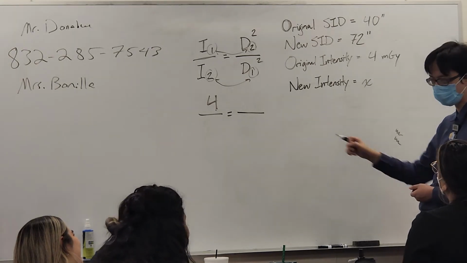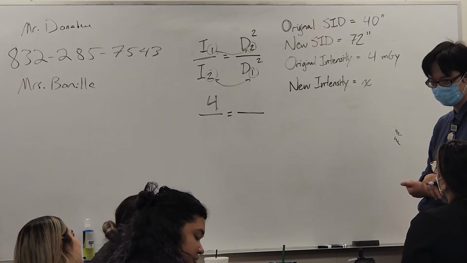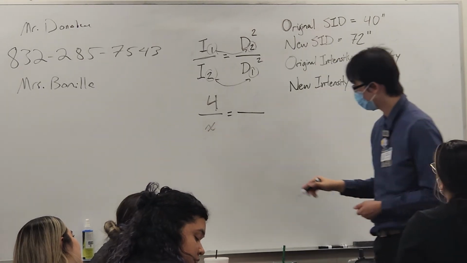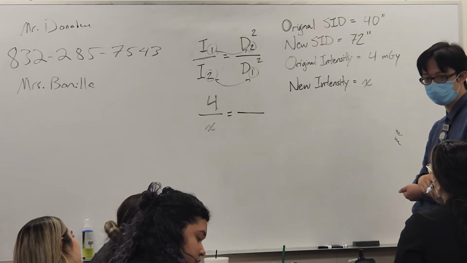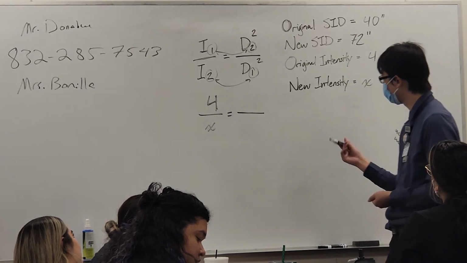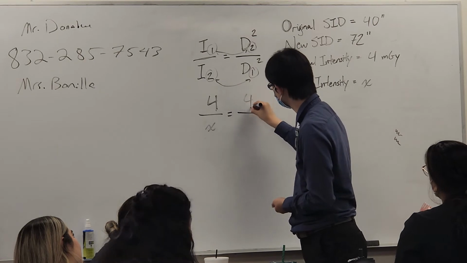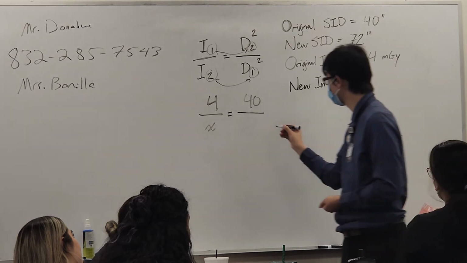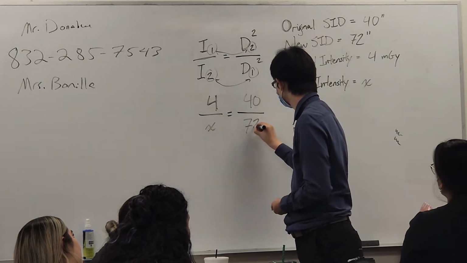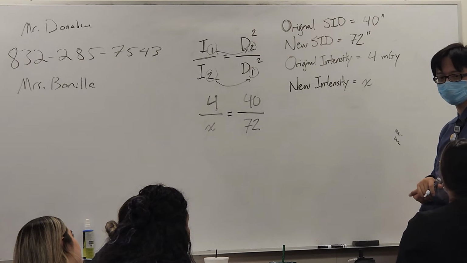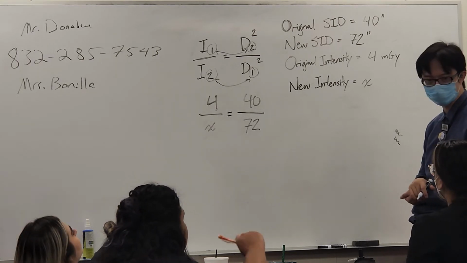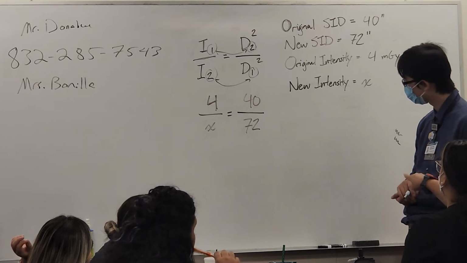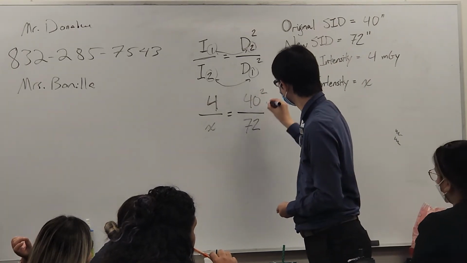Okay, 4. Great. What goes underneath the 4? X. Very good. What goes on top of it? 40. And then 72. And then square, right? Which ones get squared? The 40 and 72. Very good.